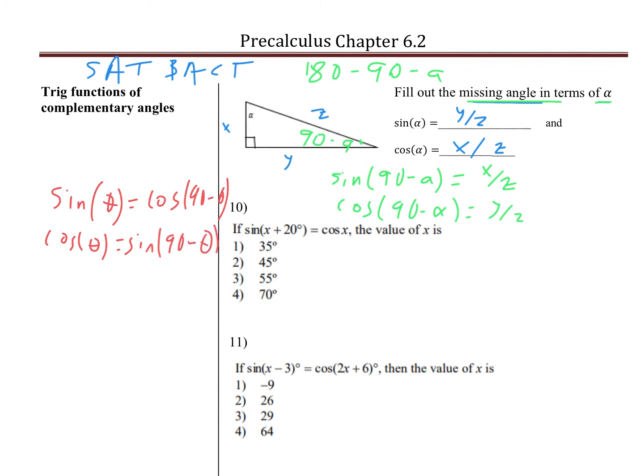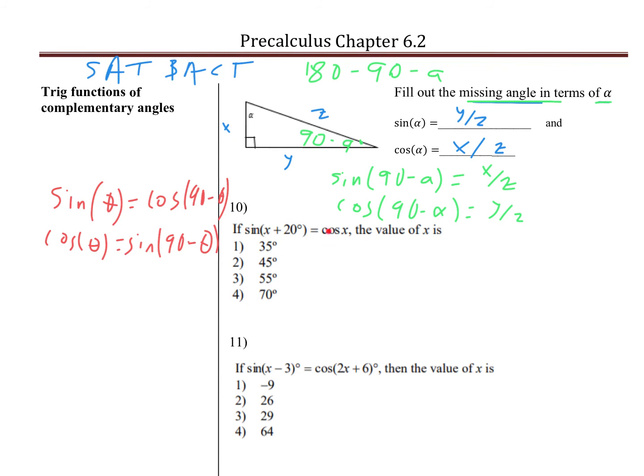So it's a good formula, like I said, that they use sometimes on the SAT, and how they ask it is on questions like I've put here. They'll say something like this: sine of x plus 20 equals cosine of x. What's the value of x? What you want to do on this is switch one of these two to the other one. We want to compare apples to apples.